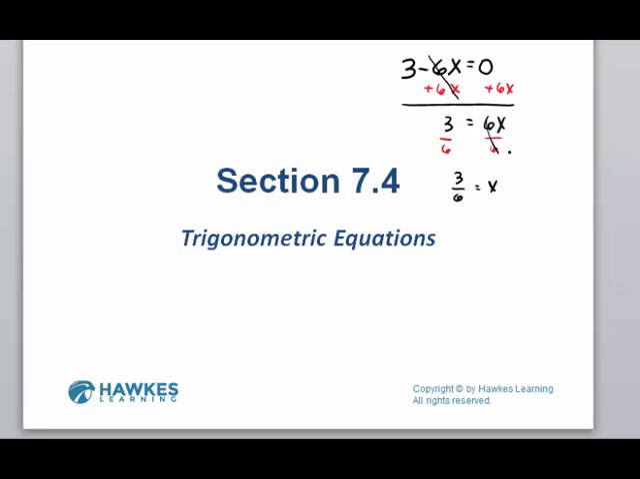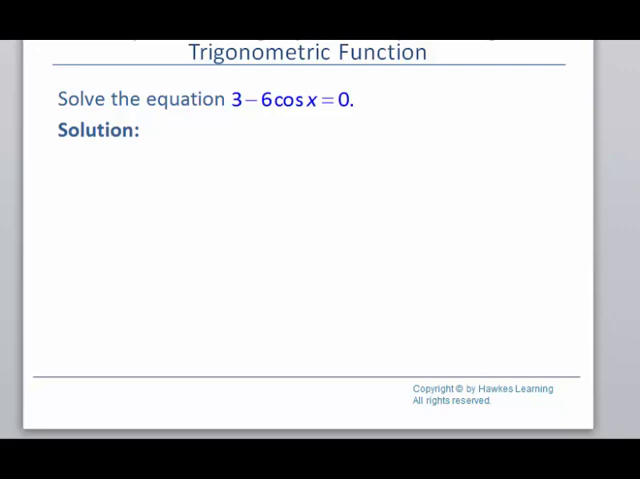So what you're going to see as we look at the trig equations is very similar steps. The only difference is that instead of solving for an x, we're going to be solving for a trig function. So let's take a look at a very similar example. Our example says 3 minus 6 cosine x is equal to 0. This is the same example that we just worked, except that instead of having a cosine x, we had an x prior. All right, so our goal is to solve for the trig function.